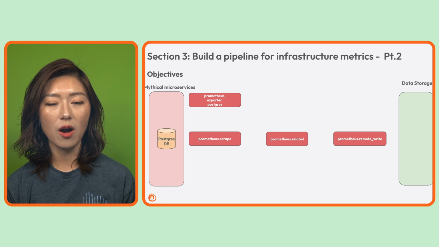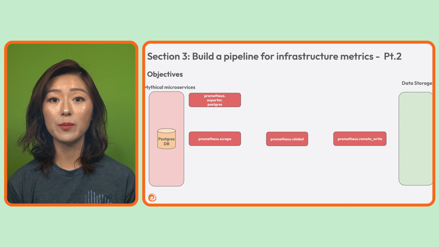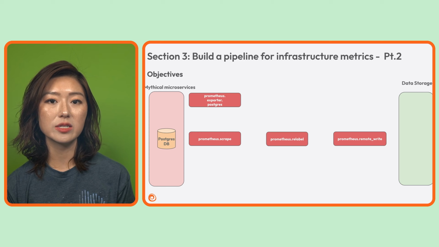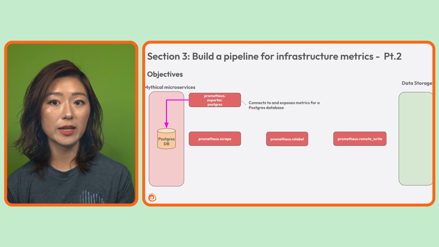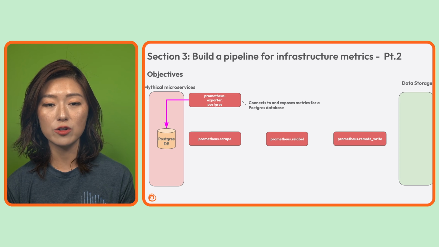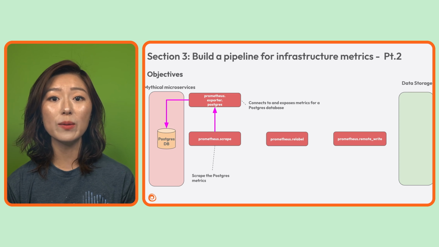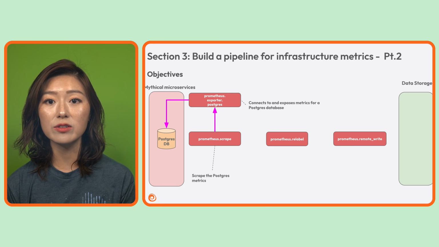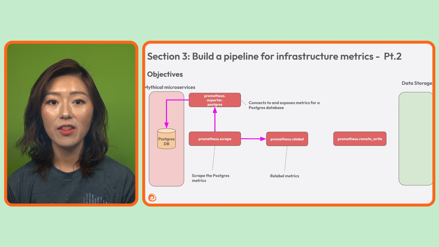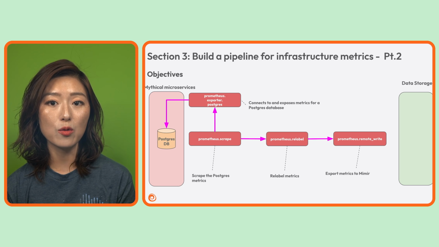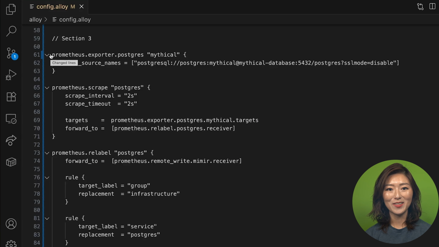Here's what we're going to accomplish today. In our learning environment, we have a Postgres database. We'll use prometheus.exporter.postgres to connect to this database and expose its metrics. Then we'll scrape those metrics using prometheus.scrape and process them with prometheus.relabel. Then we'll use prometheus.remotewrite to export metrics to Mimir, our metrics backend. All right, let's do this.